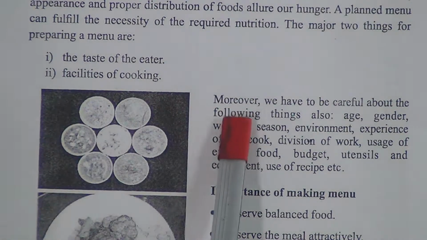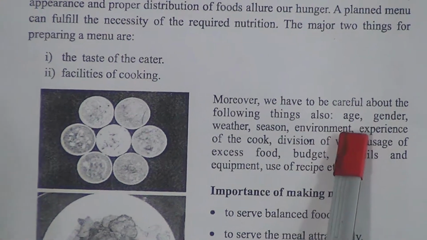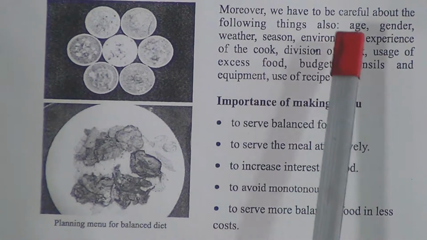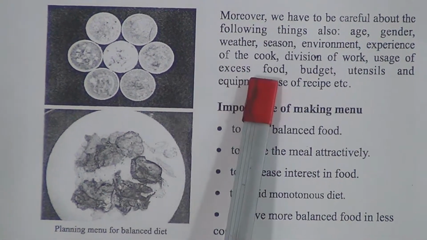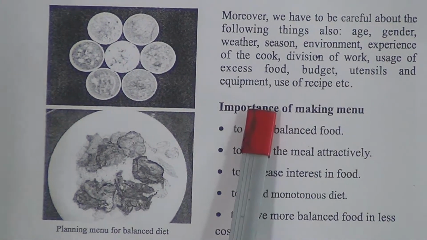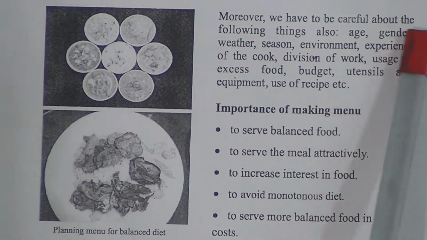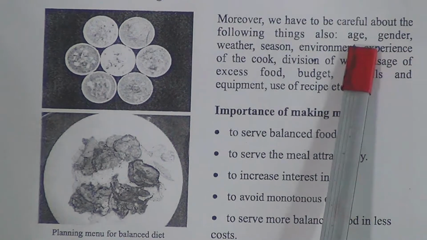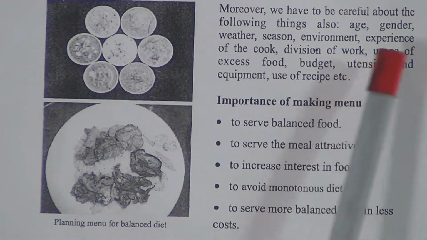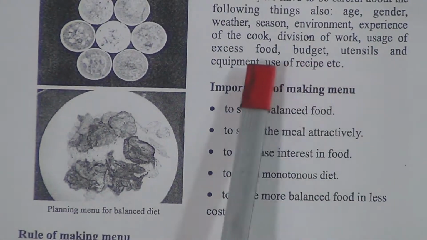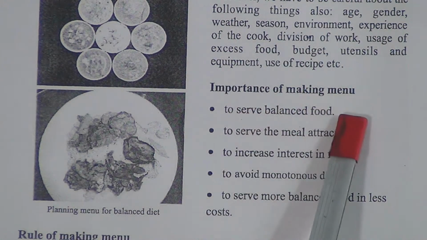Moreover, we have to be careful about the following things also: age, gender, weather, season, environment, experience of the cook, division of work, uses of excess food, budget, utensils and equipment, use of recipe, etc. So while making a menu, we have to keep all this in mind. Basically: age, gender, weather, season, environment, experience of the cook, division of work, uses of excess food, budget, utensils and equipment, use of recipe.